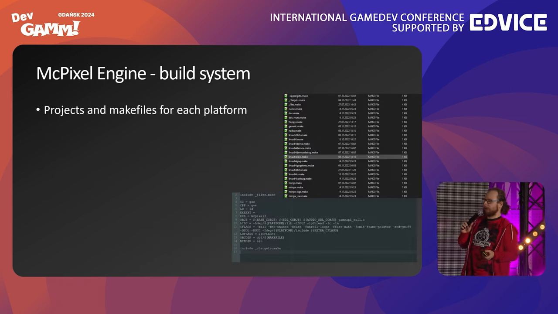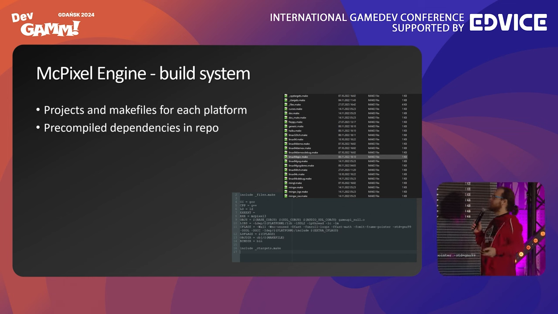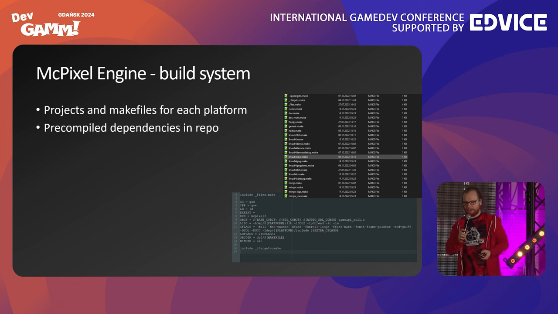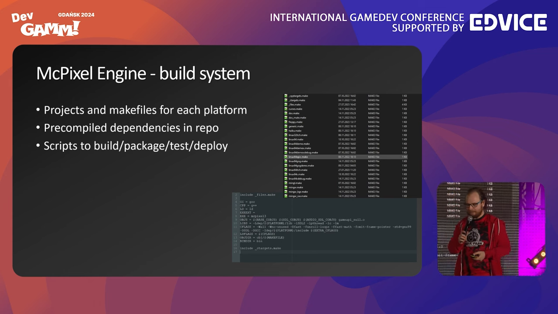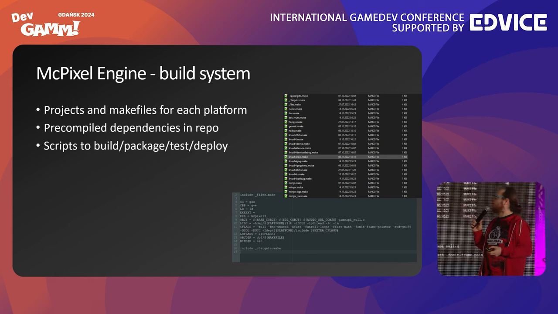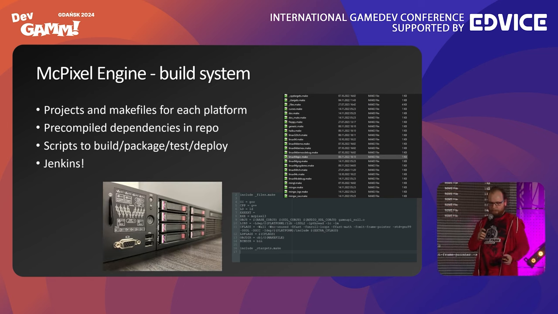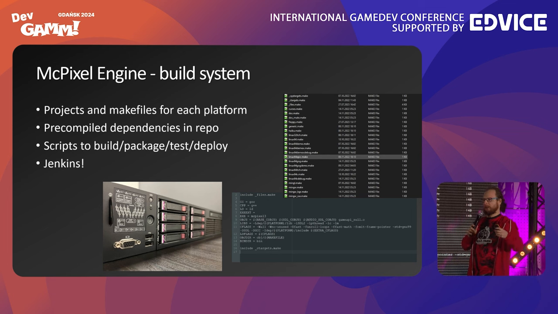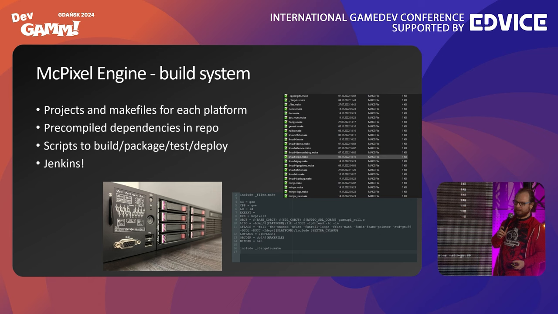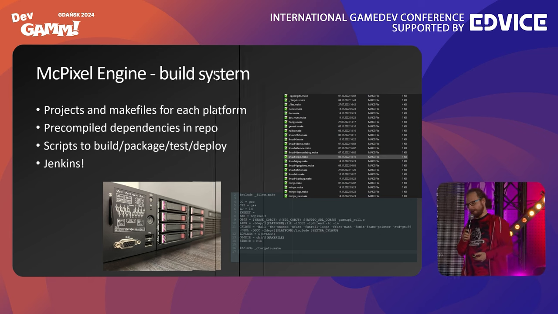And the build system is also really easy. So I have project makefiles and project files for every single platform separately. I keep the pre-compiled dependencies like SDL and stuff like that. And I have scripts to build, package, test, and deploy. So I just call the build. And I also have Jenkins set up because having like 20 platforms with different architectures is a lot. So I have Jenkins just call the scripts for me and deploy to all the platforms that I need.